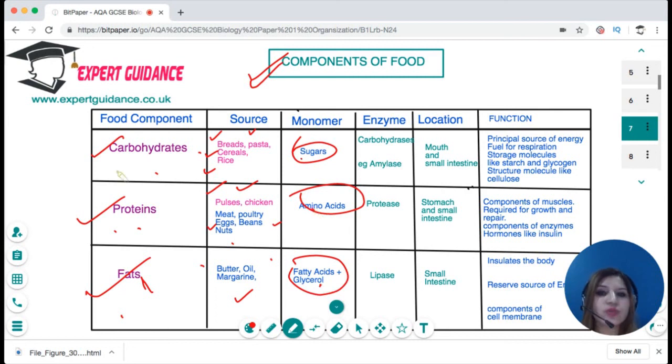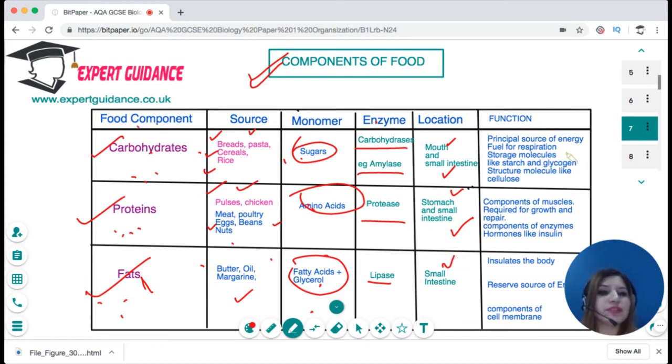And this is what these components get digested into. The enzymes for carbohydrates are carbohydrases, for example amylase. For protein, it is proteases, and for fat, it is lipases. Carbohydrates are digested in the mouth and small intestine. Proteins are digested in the stomach and small intestine. And fats are digested just in the small intestine.